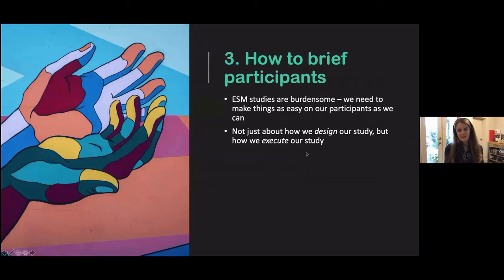So the next thing we want to think about is how we're actually going to brief our participants. As I've kind of highlighted throughout this session, ESM studies are really burdensome. And so it's our job to make things as easy on participants as we possibly can. And this is not just about how we design our study, so having good items, making it clear, not including too many items, but how we actually execute and run our study. So I'm going to go through how we've done this in our lab and some tips for you.